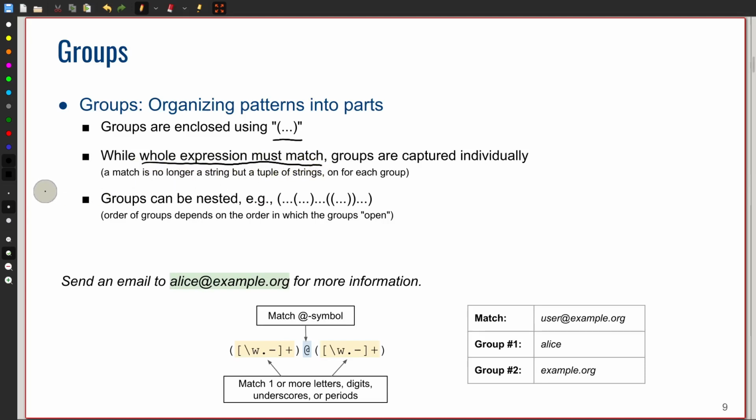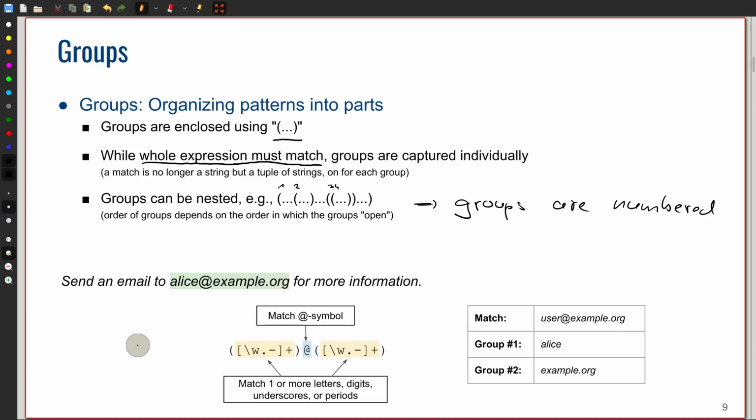But the groups are captured individually. And this can be very useful in practice. And we see some examples. Also important to know in practice is that groups can be nested. And when it comes to the order of the groups, it depends in which order the groups were opened. So for example, this would be group 1, this would be group 2, this would be group 3 and group 4. Because groups are numbered, we will also see examples why this is a very useful thing in practice.